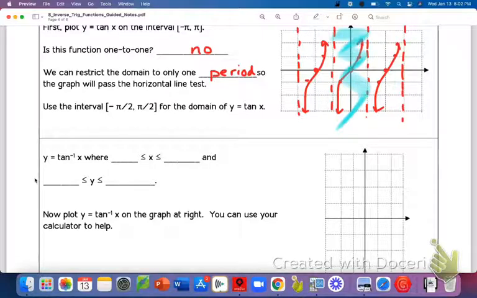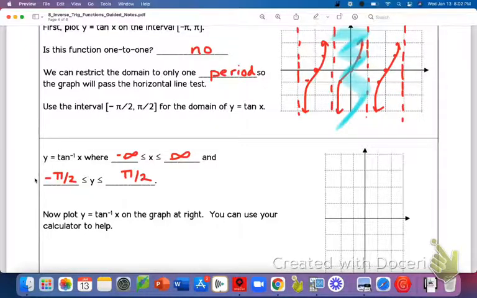So my range for the original would be my domain for the inverse, right? So my range for the original is all real numbers, which makes my domain for the inverse all real numbers. And we're restricting the domain of the original function to be negative half a pi to positive half a pi. So that's going to be your range of the inverse. So what does that look like?